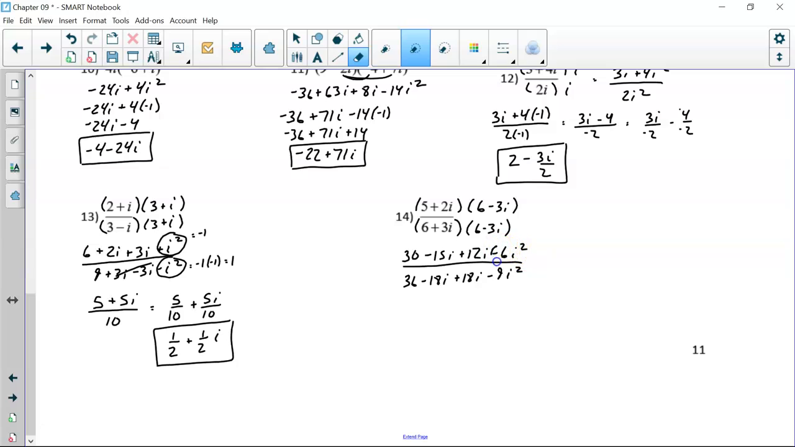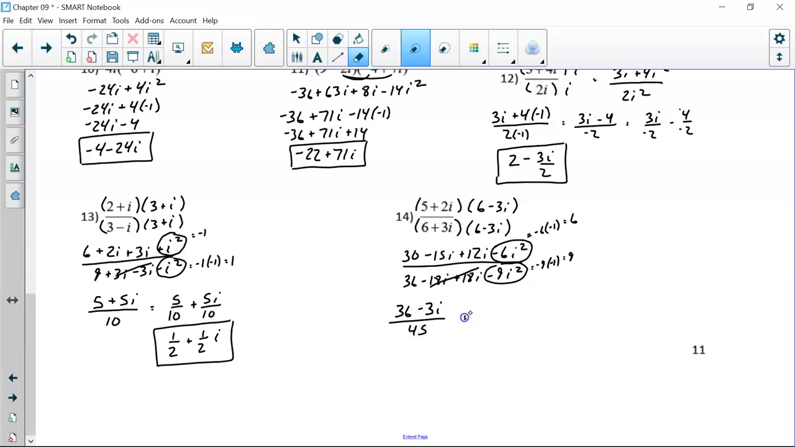Now, that negative 6i squared is negative 6 times negative 1, which is actually a positive 6. The negative 9i squared is negative 9 times negative 1, which is a positive 9. So now when we combine our like terms, we get 30 plus 6, which is 36. Negative 15i plus 12i is negative 3i. And then the 18i's cancel. 36 plus 9, which is 45.